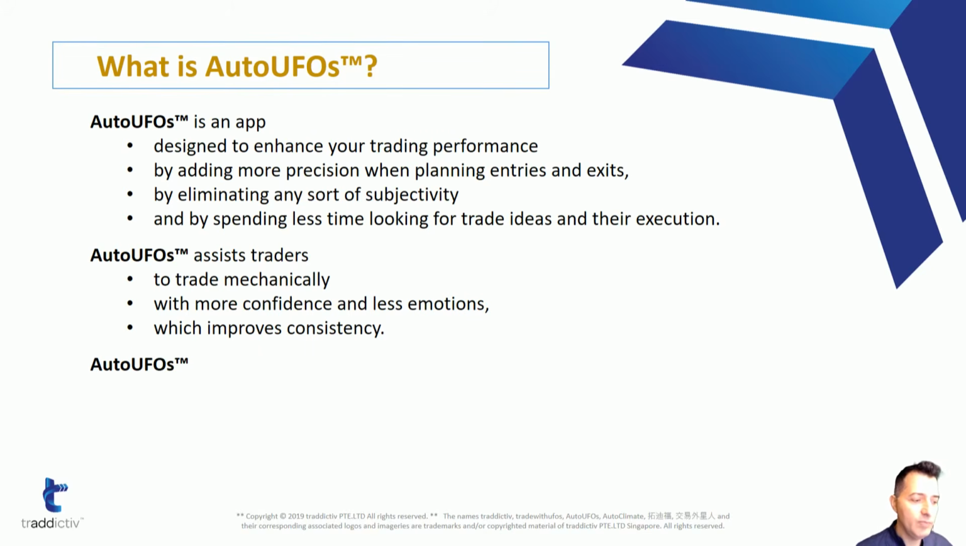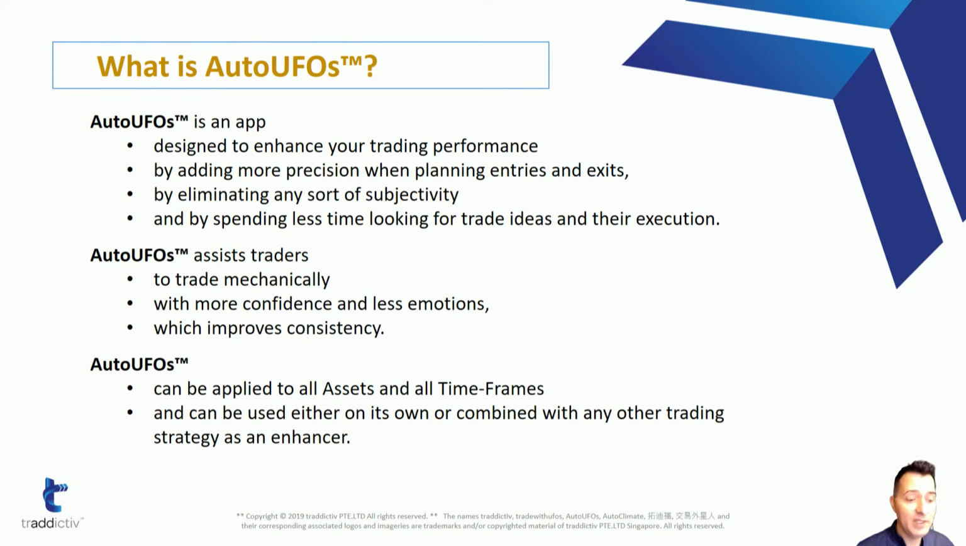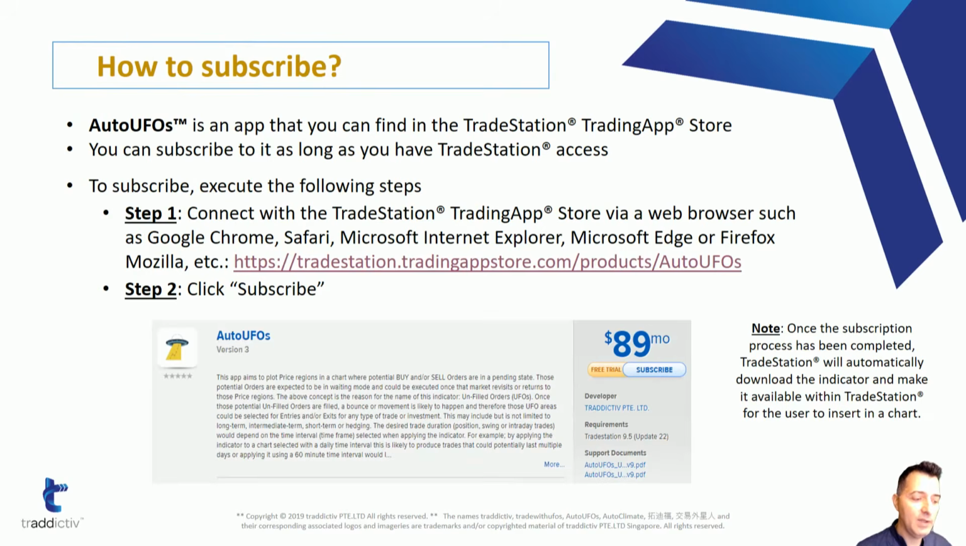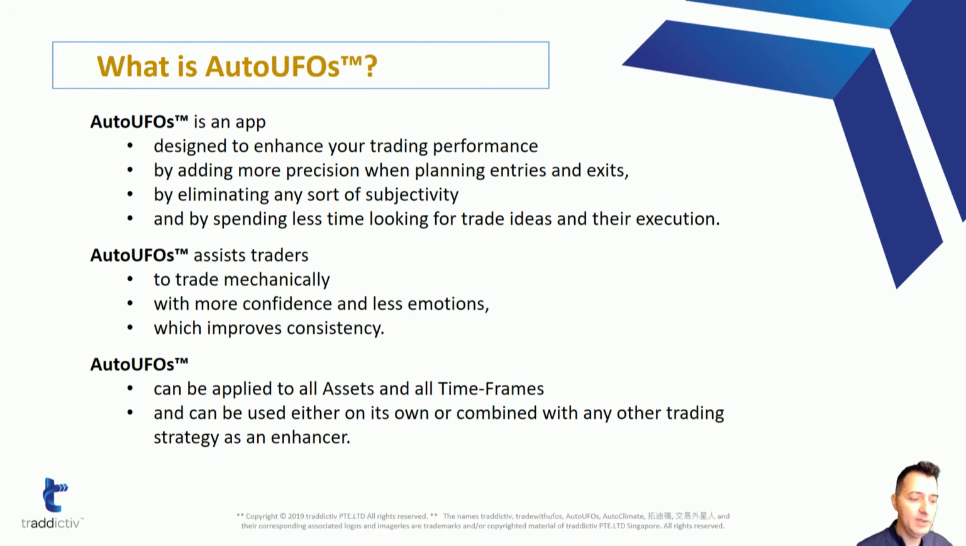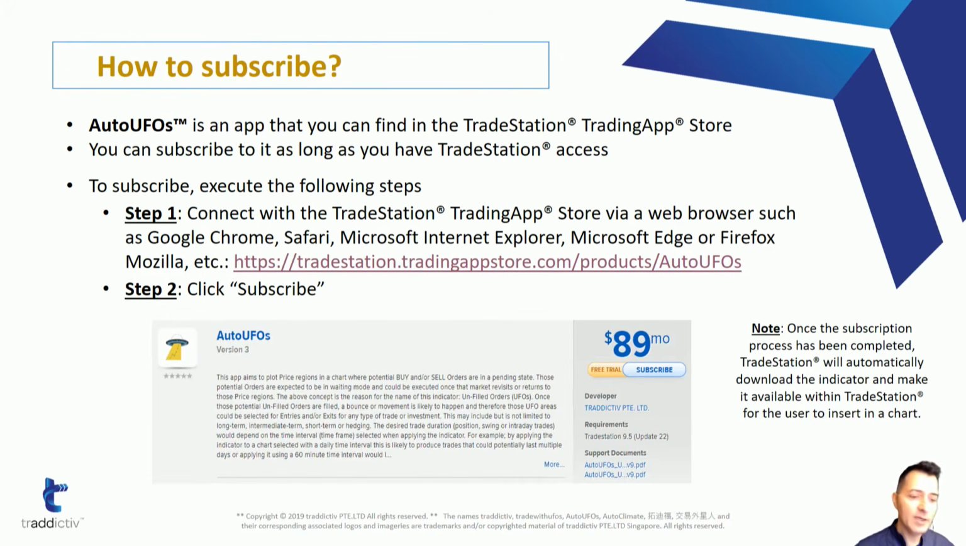All of this, of course, improves consistency, and an extra set of characteristics of auto UFOs is that they can be applied to all assets and all time frames. And therefore they apply to all trading styles. They can be used on their own or combined with other assets. And you will see all of this in a minute on real-time charts and also other examples. Okay, cool. So anyway, all of this would be a first pass to understand what auto UFOs is.